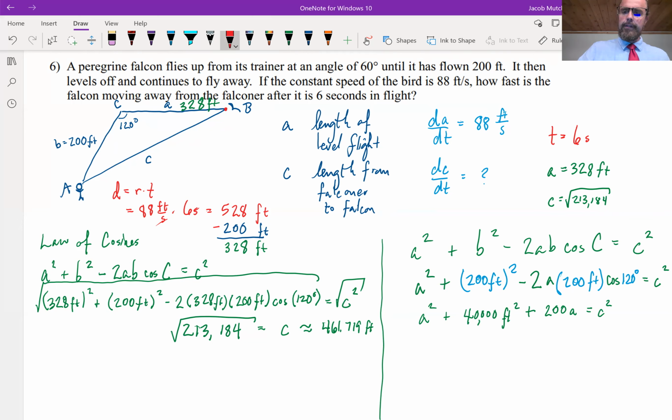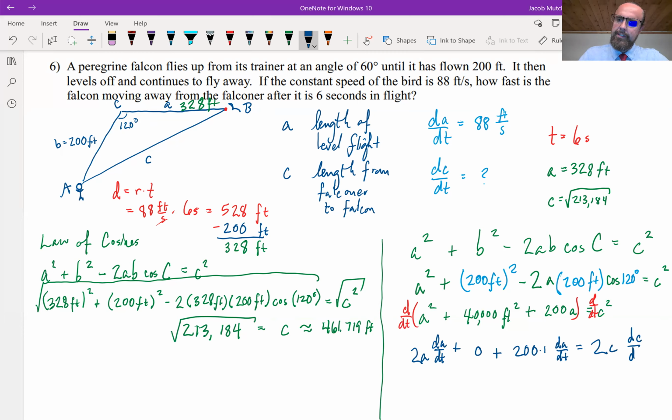So let's apply the derivative here. So d/dt will take the derivative with respect to time of both sides. So there on the left side, what we'll see is we've got 2a dA/dt plus 0. The derivative of 40,000 is 0, plus 200. A becomes 1, but I multiply times dA/dt as well. And that equals 2c dc/dt.